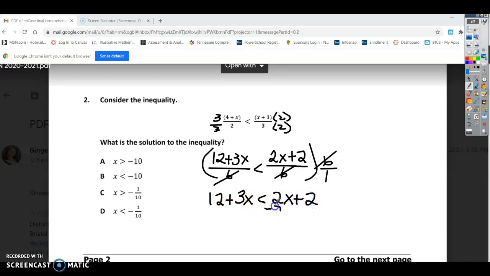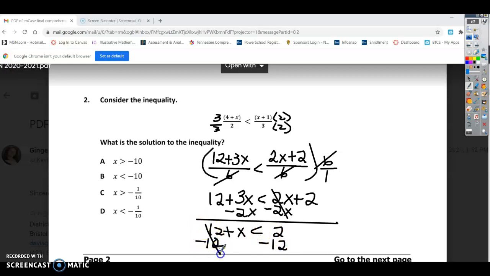And then very easily I can get x on one side by subtracting. So I'm going to have 12 plus 3 minus 2, which is just 1x, less than 2. And then I'm going to subtract 12 from both sides. 12 minus 12 is 0. x is less than 2 minus 12, which is negative 10. So x is less than negative 10. Number 2, the answer is B.